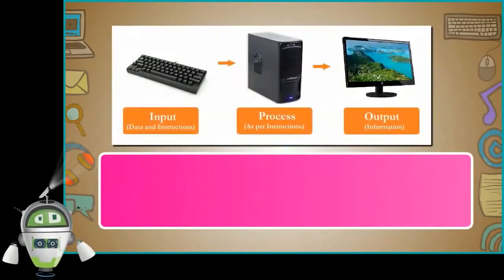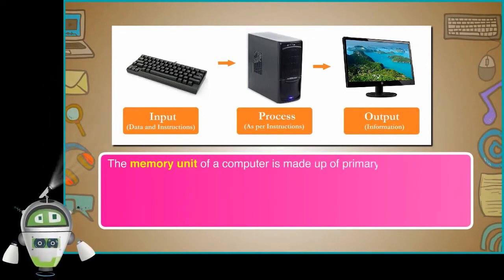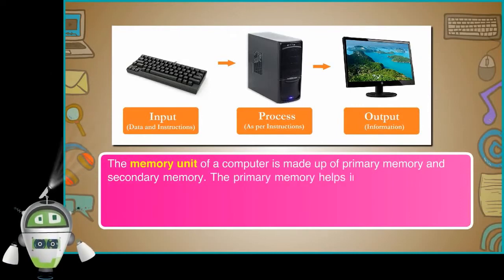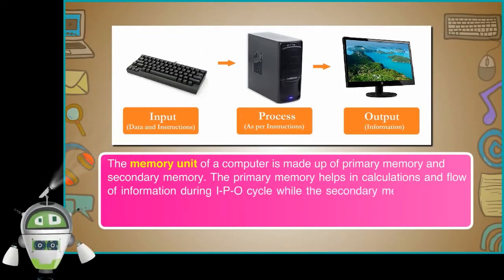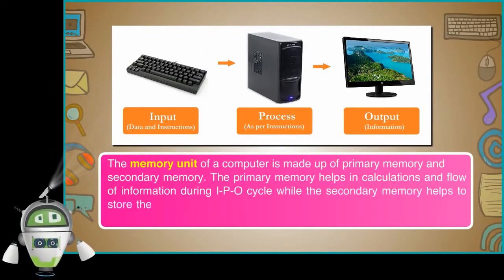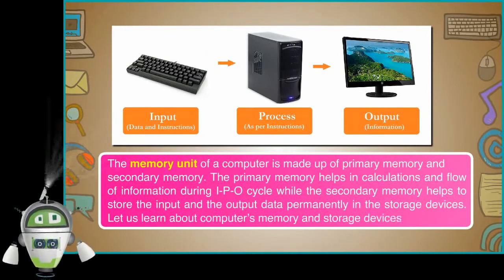The memory unit of a computer is made up of primary memory and secondary memory. The primary memory helps in calculations and flow of information during IPO cycle, while the secondary memory helps to store the input and the output data permanently in the storage devices. Let us learn about computers' memory and storage devices.